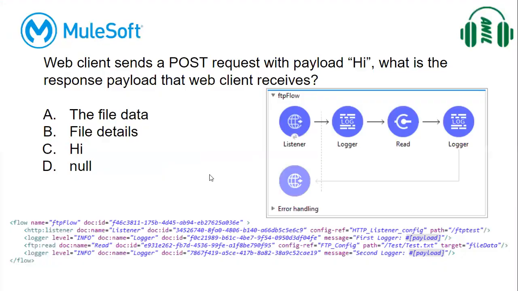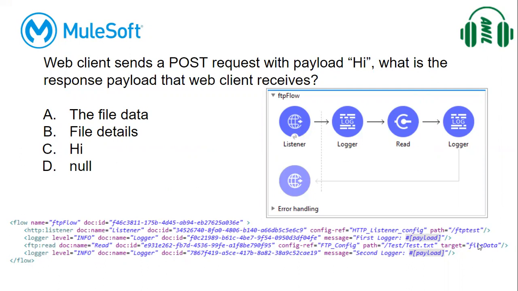So that means the answer for this question is C. When we have a target variable, the answer for this question is the hi message. If you don't have this target variable, then the answer is the file data. In the HTTP connector also, I explained about this target variable.